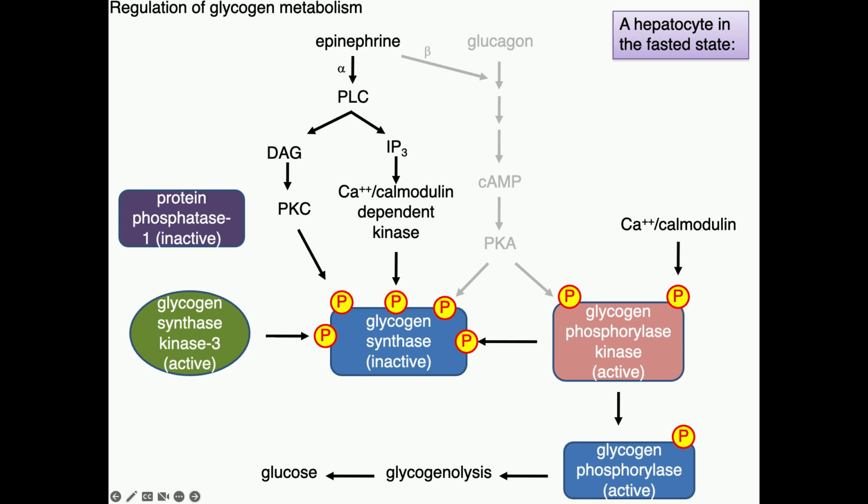Diacylglycerol acts as a second messenger that activates protein kinase C, and protein kinase C again has a phosphorylation site on glycogen synthase. So you've got these multiple phosphorylation sites that can all be coordinately phosphorylated by the same signals within the cell. That's summarizing the fasted state signaling, and this is specific for a hepatocyte.